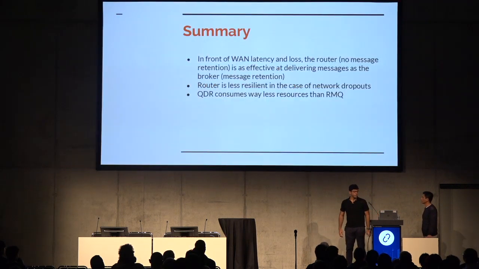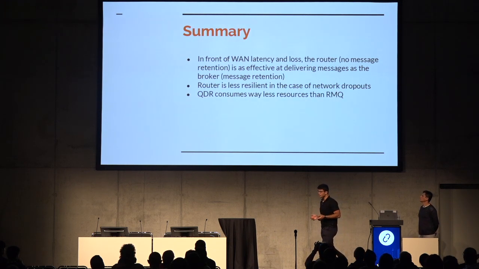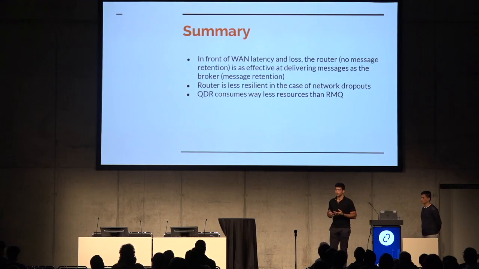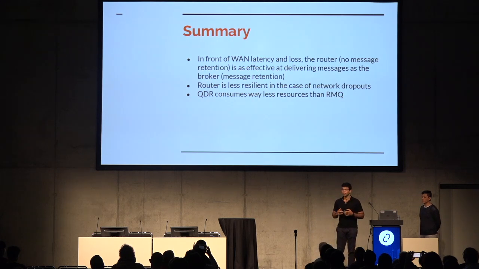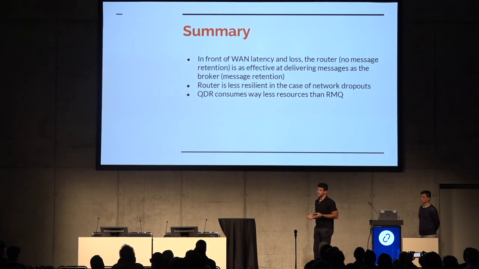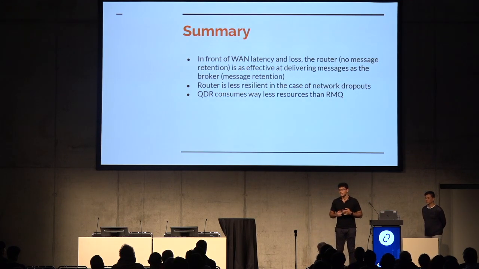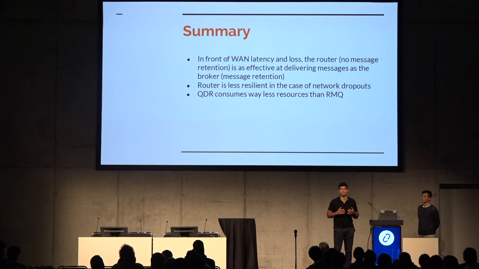So, what do we conclude from this study? Well, that in front of latency and loss, Qpid Dispatch Router, which has no message retention, still does as well as RabbitMQ, which has message retention. Of course, we've seen that in case of network dropouts, we have more errors because of the same setup, because of message retention. But overall, Qpid Dispatch Router consumes way less resources than RabbitMQ and still does basically the same job.